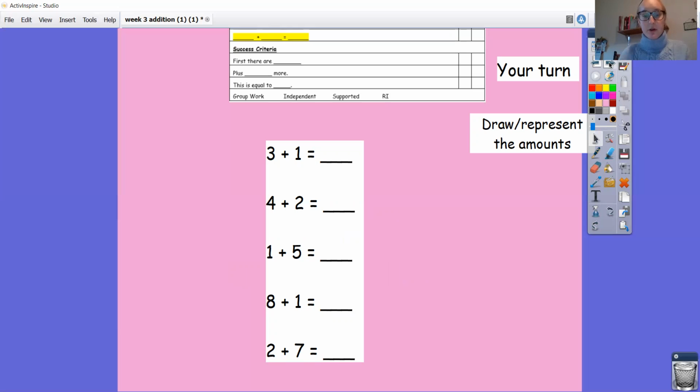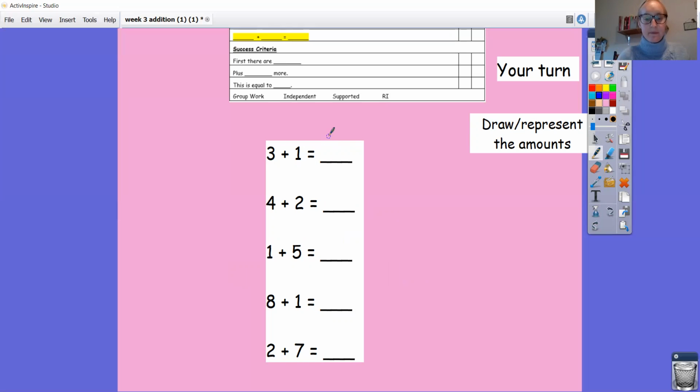Fabulous. If you want to pause it there, pause it, okay, because I'm going to go through the answers again. So you should have drawn the representations underneath, okay? If you send me a picture of that so I can see it to our class email address, then I can check that those pictures are correct.